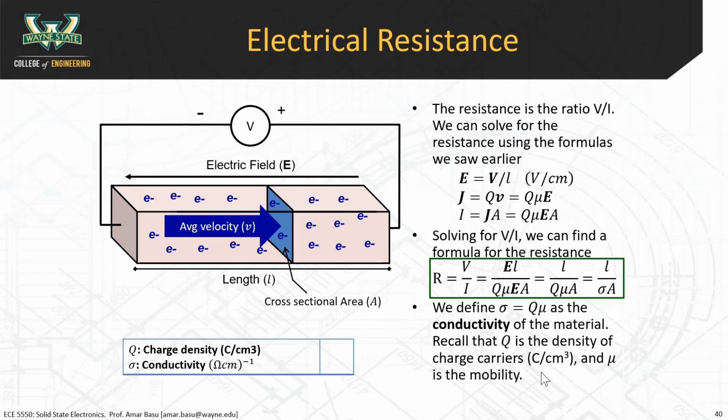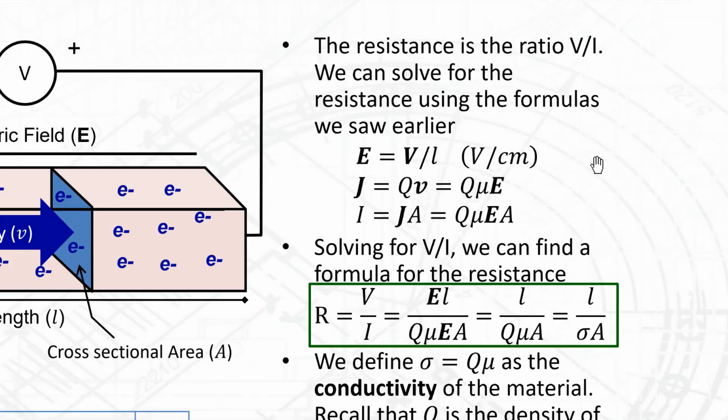So let's see. Now, getting to electrical resistance. So we figured out physically what's happening. We figured out that these charge carriers are moving at an average velocity. We figured out the current and the current density. So now we can figure out the electrical resistance. The resistance, the way that it's defined by Ohm's law, is just the ratio of V over I. But just by plugging in some of the formulas that we saw earlier, we can come up with the formula for the resistance.